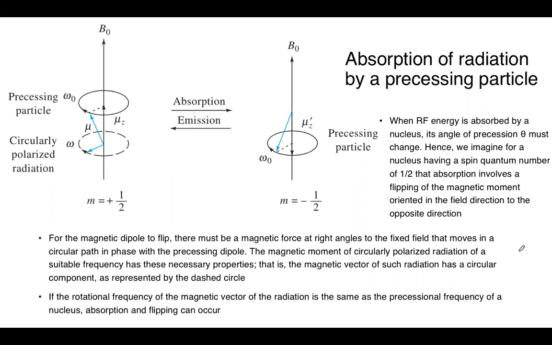The magnetic moment of circularly polarized radiation of a suitable frequency has these necessary properties. That is, the magnetic vector of such radiation has a circular component, as represented by the dashed circle here. If the rotational frequency of the magnetic vector of the radiation is the same as the precessional frequency of a nucleus, absorption and flipping can occur.